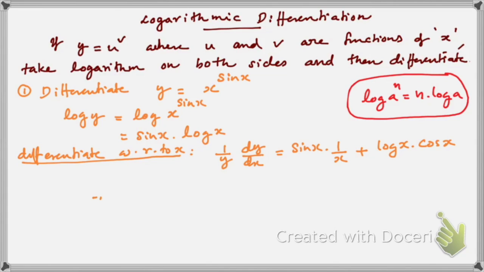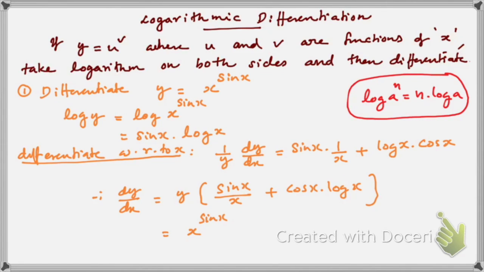And then I solve for dy by dx. So dy by dx is equal to, I cross multiply y to the other side, so y into sin x by x plus cos x into log x. And then finally I replace y by its value. The value of y is x raised to sin x into sin x by x plus cos x times log x.